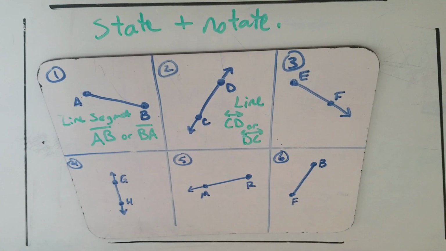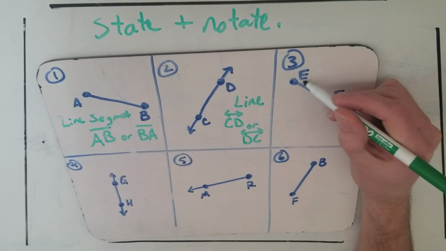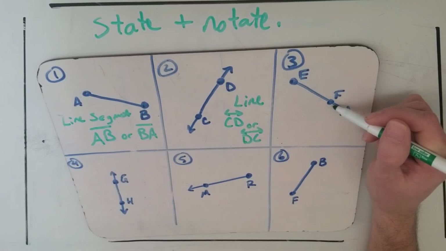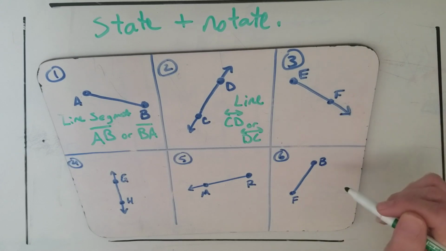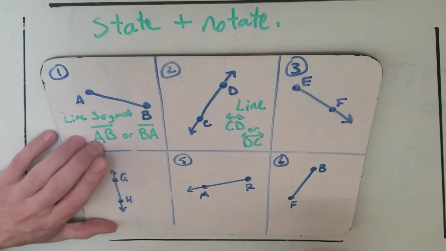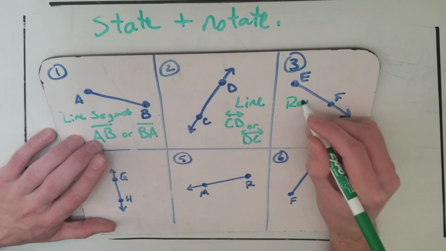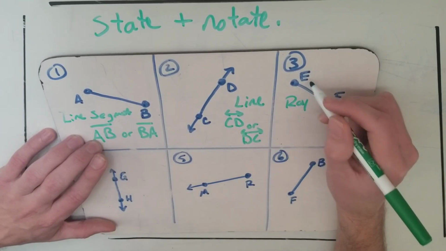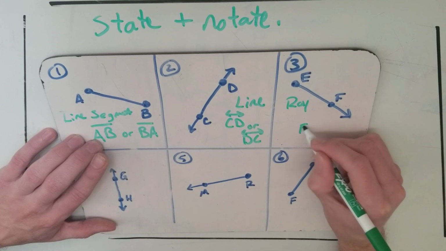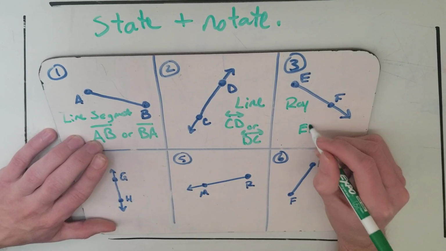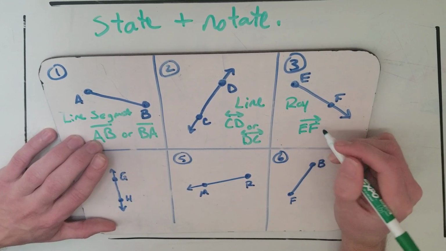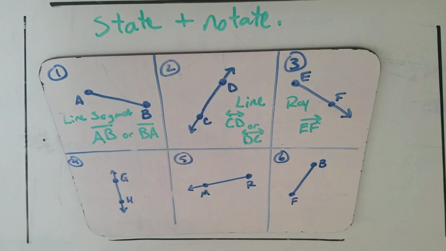So that's perfectly fine. Number 3 over here, notice we have 1 endpoint, and we go through point F here and go on infinitely. That's an indicator that we're working with a ray. So this would be a ray. And the ray, remember, you have to start with your endpoint. So it's point E going through point F. So our notation is going to look like this. That would be ray EF.